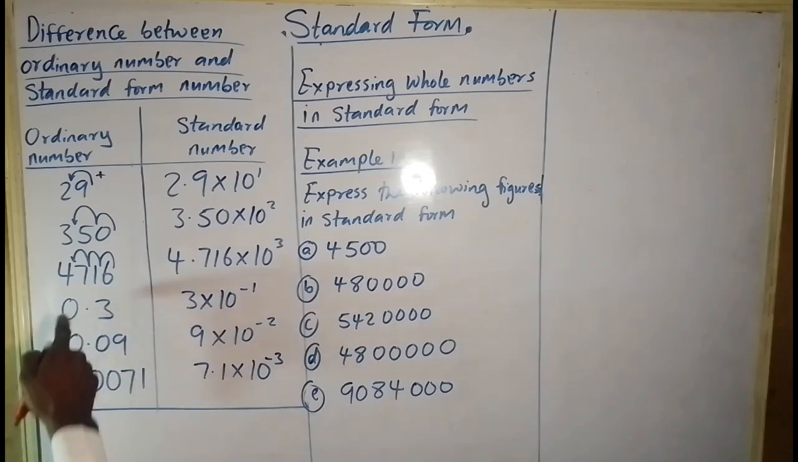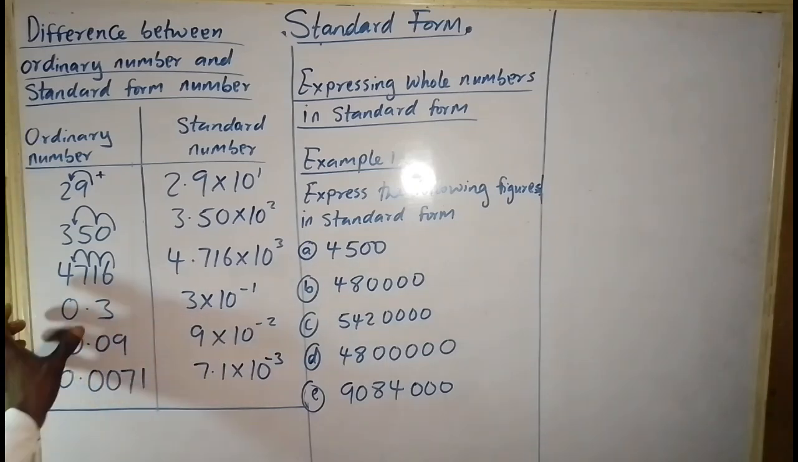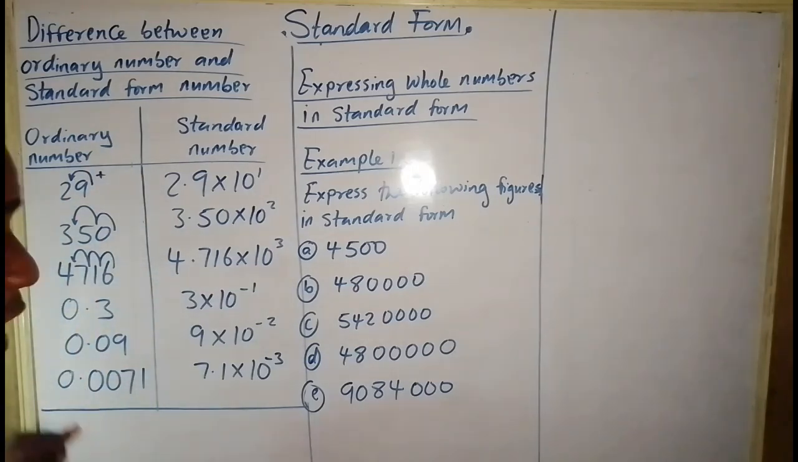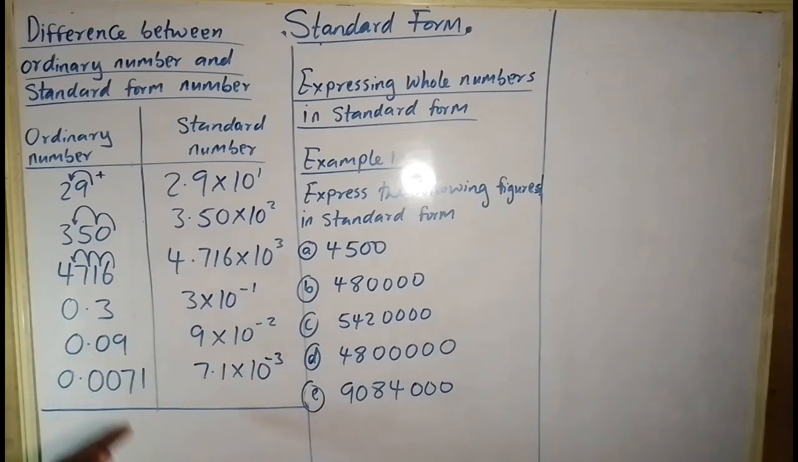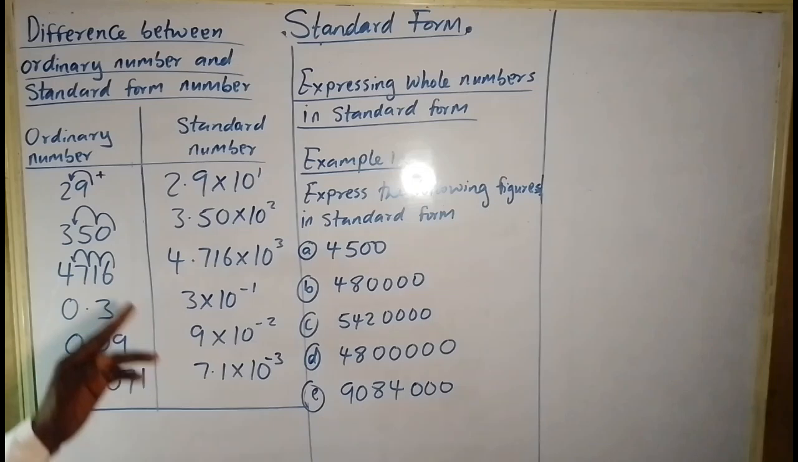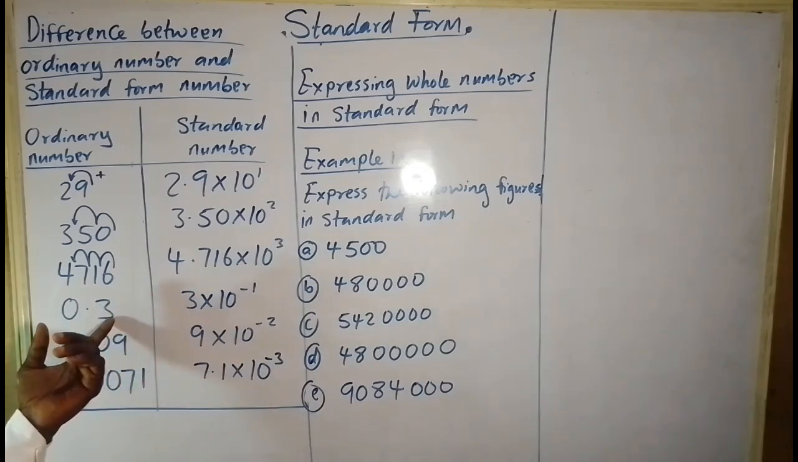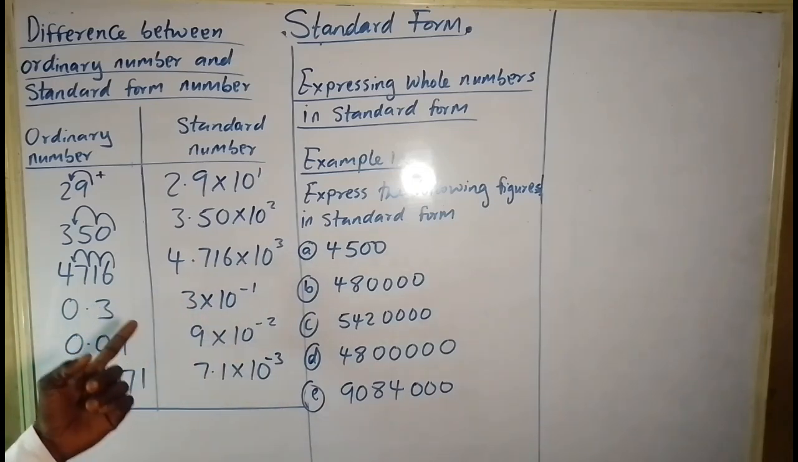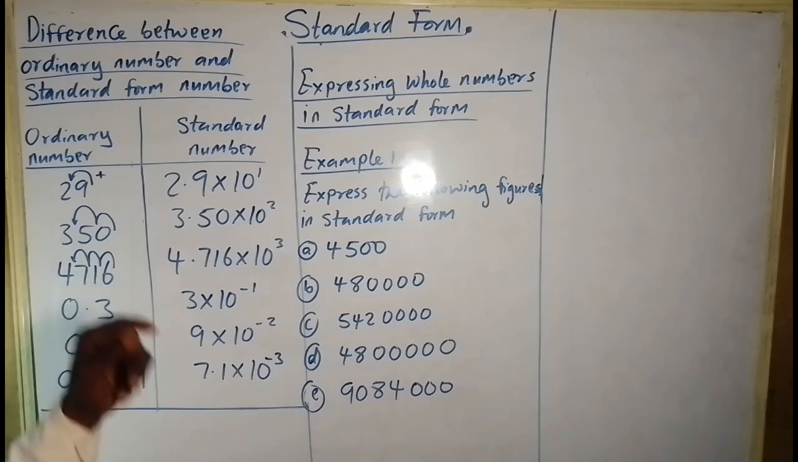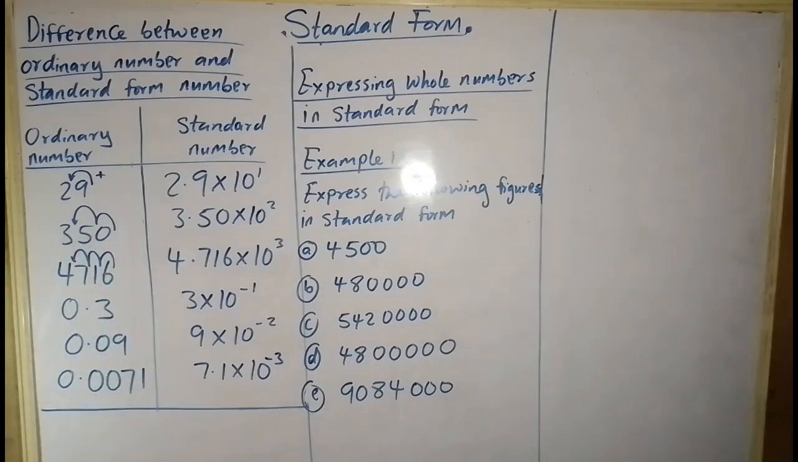The next one. Now, the ones we just discussed earlier are whole numbers. How are you going to go about the decimal number? All you just need to do is to say 3 over what? Over 10. So 3 over 10 is going to give you what? 0.3. Now, to express this in standard form, all you need to do is to say 3 times 10 raised to power minus 1, because we are dividing.